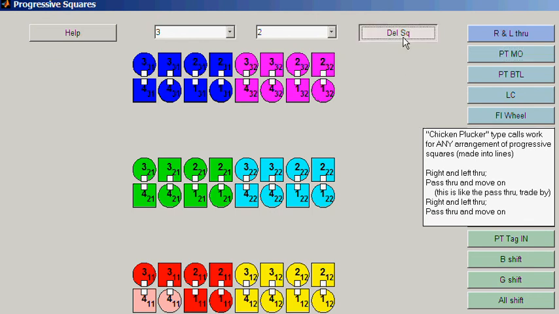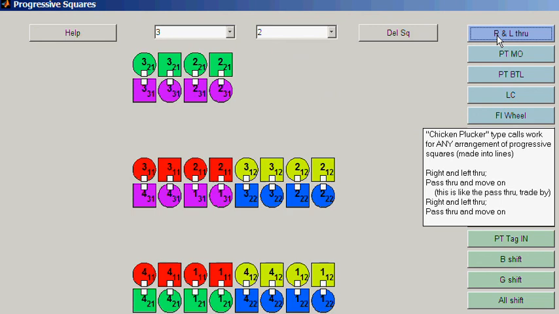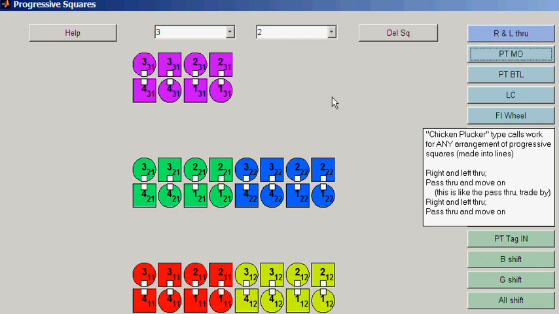Even if we had a corner missing from the arrangement, as long as the dancers understand what move on means, it means that if there's no one there for them to work with, they must partner trade. So let's try it. Right and left through, pass through, move on, right and left through, and pass through, move on, back to zero.